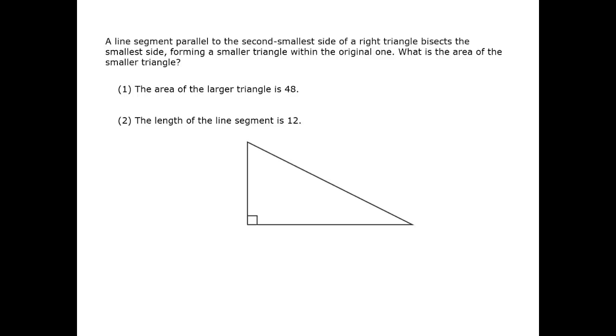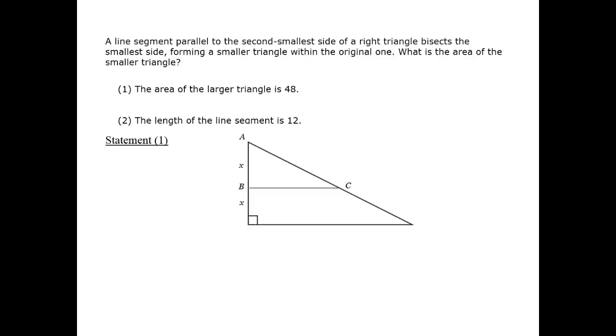The line that we have to add bisects the smallest side, so we can draw it as follows. The smaller triangle that the question refers to must be what's labeled here as ABC. It too is a right triangle, since the line BC is parallel to the base of the larger triangle. We want the area of this smaller triangle. Having constructed this, let's move on to the data statements, separately first, as always.